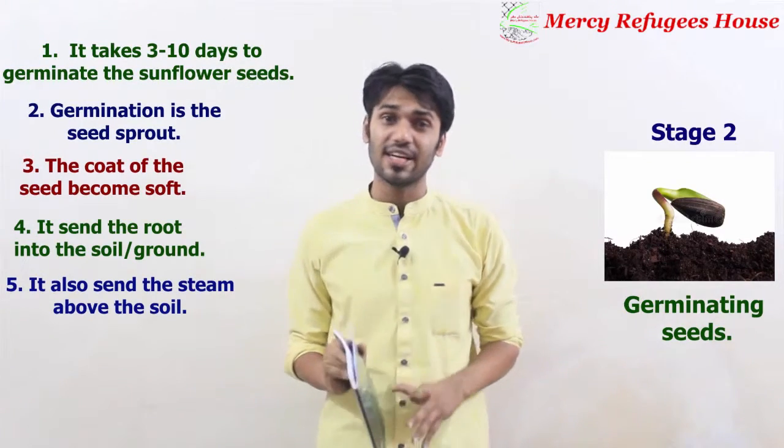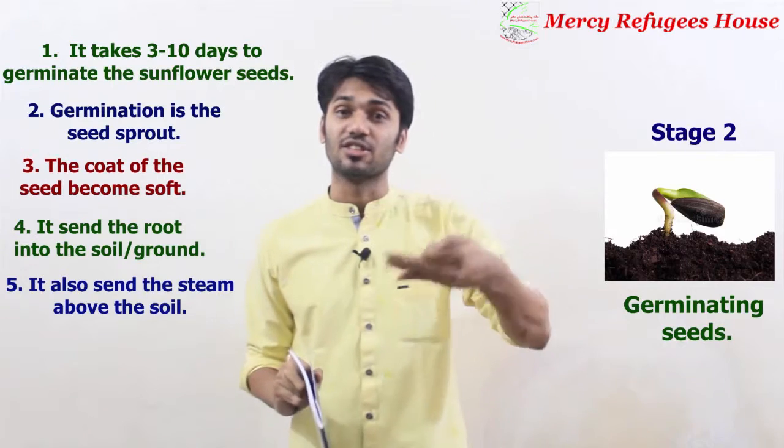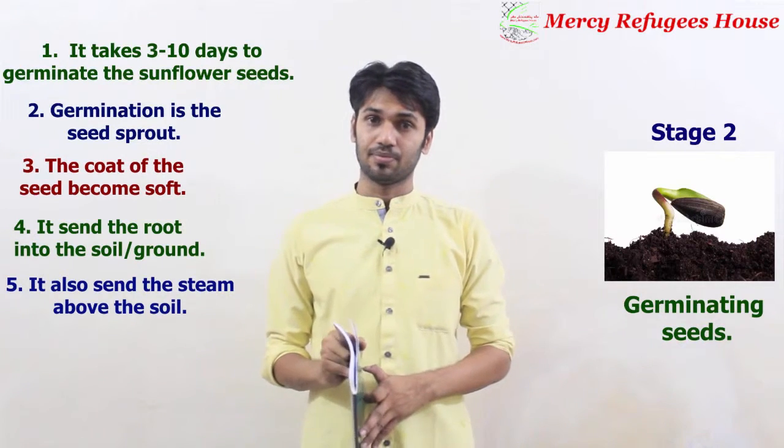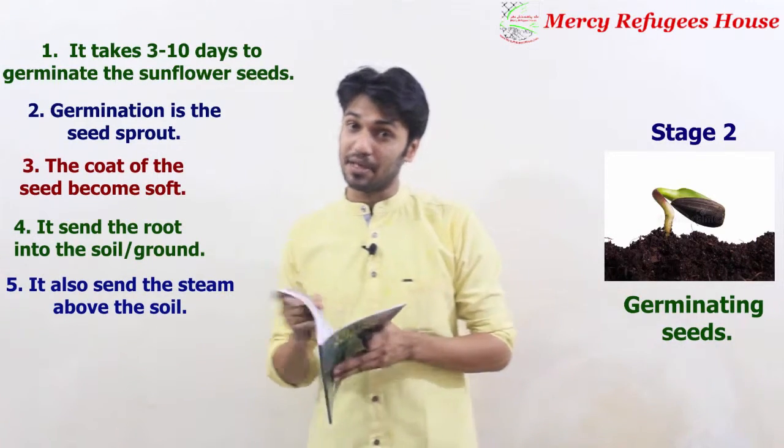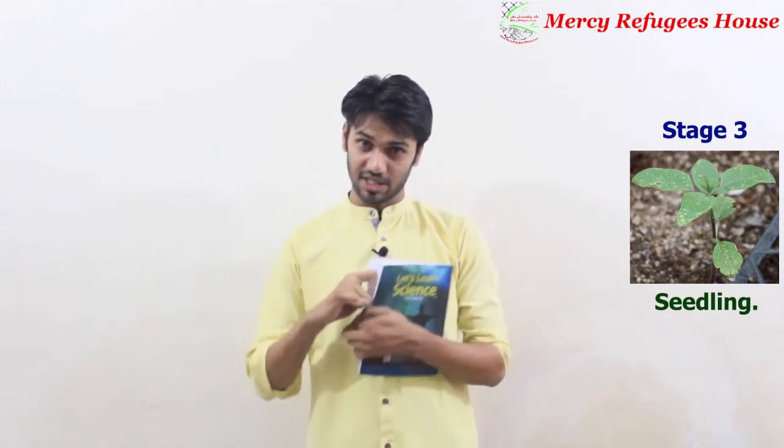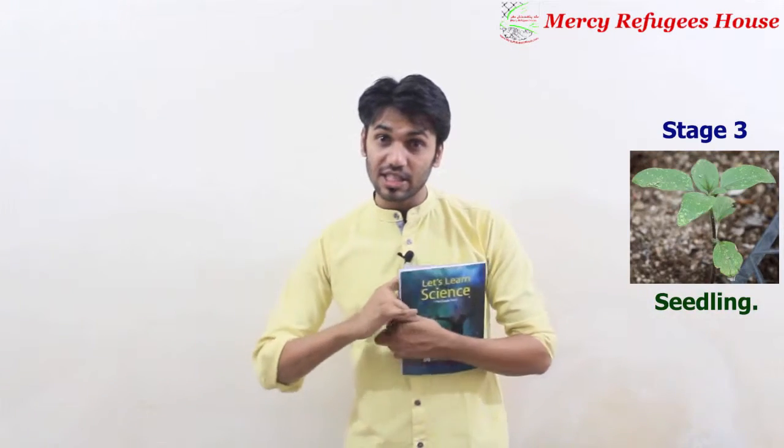Do you understand how you're going to teach this stage? Now once you have done it, go to the next stage. The next stage is the seedling stage. It's the third stage. Now at this stage you see the small leaves start growing. We get 2 leaves and then we get 4 leaves, then we get more leaves and it keeps growing.